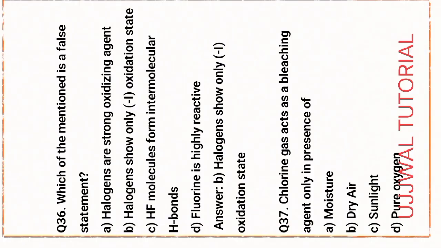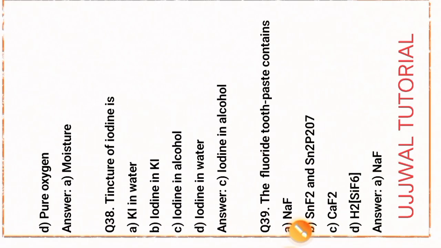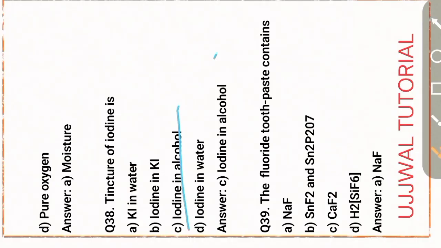Okay, next question, question number 37. Chlorine gas acts as a bleaching agent only in the presence of moisture. Option A is the right answer. Next question, question number 38. Tincture of iodine is iodine in alcohol. That is option C is the right answer, iodine in alcohol.